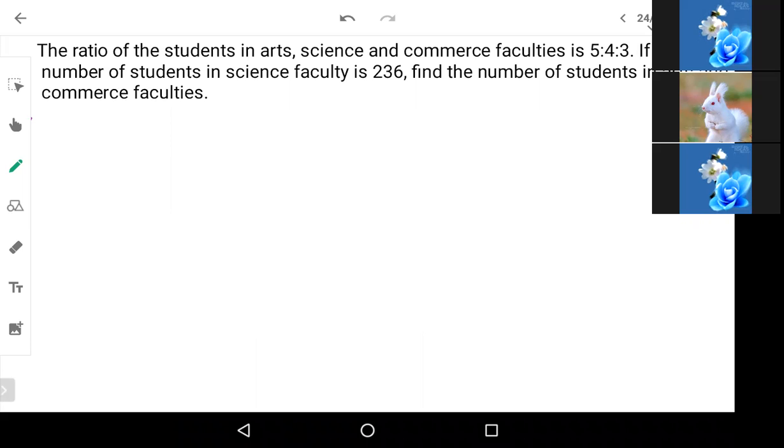Okay. Now, the ratio of students in arts, science and commerce faculties is 5 is to 4 is to 3. If the number of students in the science faculty is 236, find the number of students in arts and commerce faculties. So here they have given the number of students in arts, science and commerce in the ratio of 5 is to 4 is to 3, and they have given the number of students of science. We are supposed to find the number of students in arts as well as in commerce. So let us start.